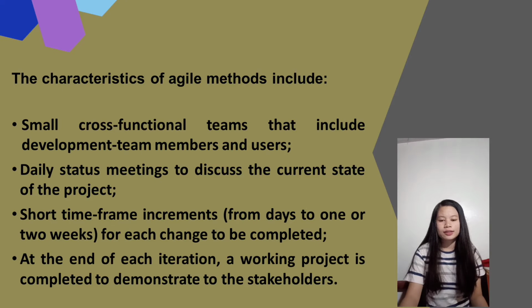The characteristics of Agile methods include small cross-functional teams that include development team members and users, daily status meetings to discuss the current state of the project, short time frame increments from days to 1 or 2 weeks for each change to be completed. At the end of each iteration, a working project is completed to demonstrate to the stakeholders.